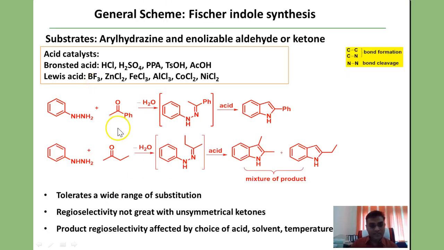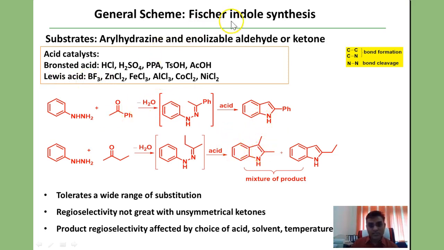Now, in Fischer indole synthesis, if the ketone is symmetrical, then only one product is formed. But if the ketone is unsymmetrical, then usually a mixture of products is formed. And the outcome of this reaction depends upon the choice of acid, solvent, as well as temperature. To perform these reactions, a wide range of catalysts have been employed. Both Bronsted acid and Lewis acid varieties have been reported in the literature. Among the Bronsted acids, HCl, PPA, acetic acid, and among the Lewis acids, ZnCl2, BF3 etherate are documented in the literature for the synthesis of indole.